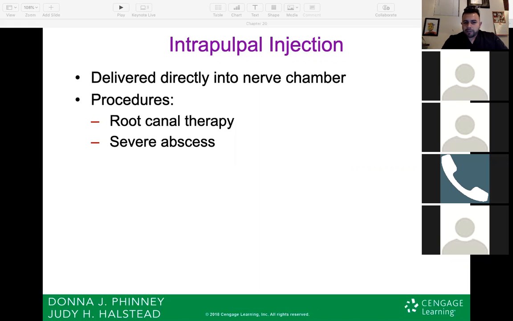And I just want to talk a little bit about abscesses and infections. Infections by nature are very acidic. Okay, and the anesthetics that we use are base, so they're very basic. So if we've ever taken a general chemistry course or any type of science course, we know that bases will cancel out acids and vice versa.